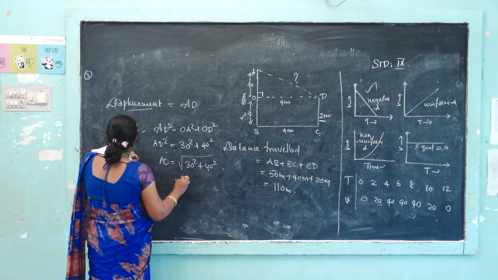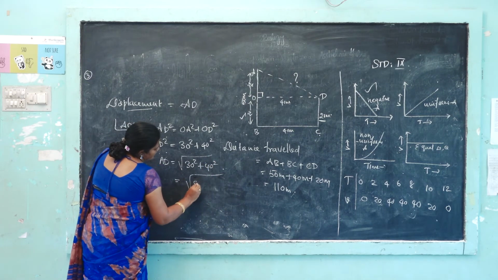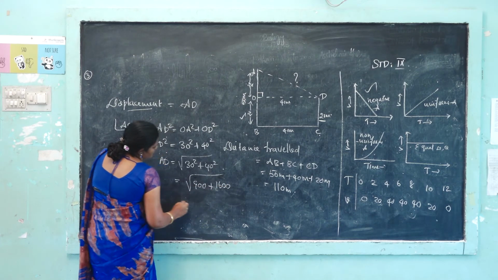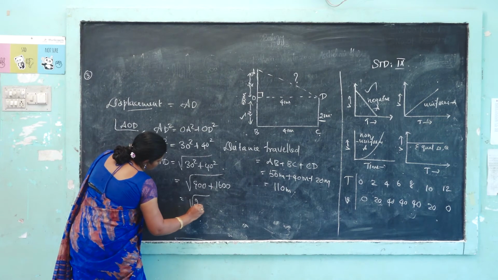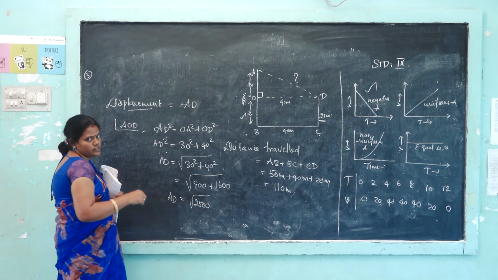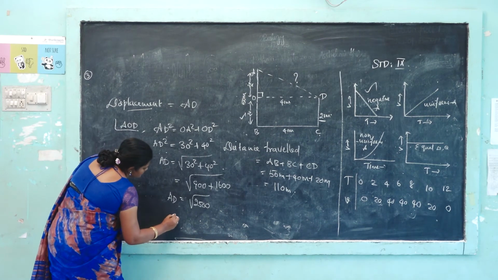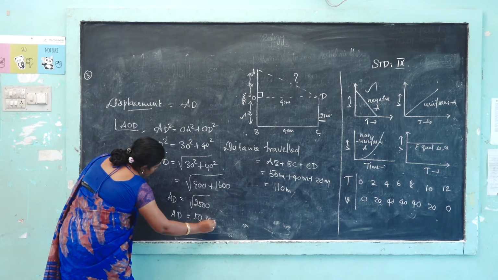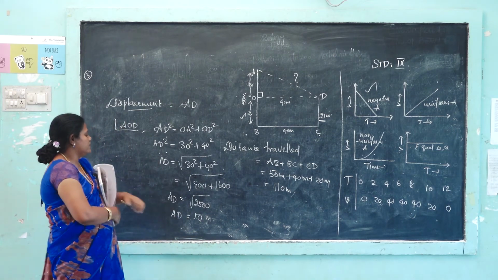Square of 30, 900, plus square of 40, that is 1600, square root of 2500. Okay, AD is equal to the square root of 2500, AD is equal to 50. So 50 meters. So 50 is the displacement.